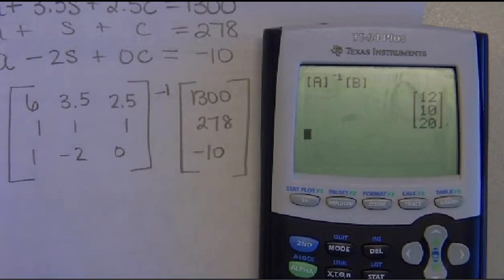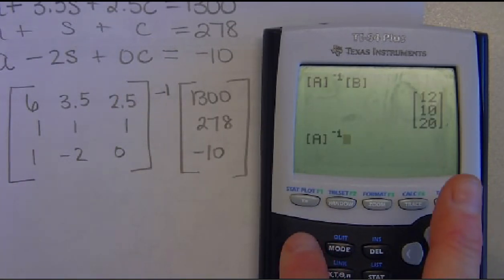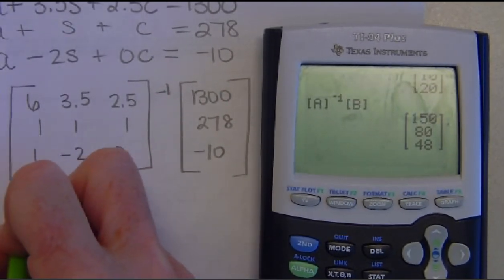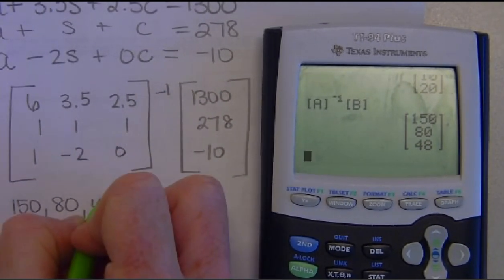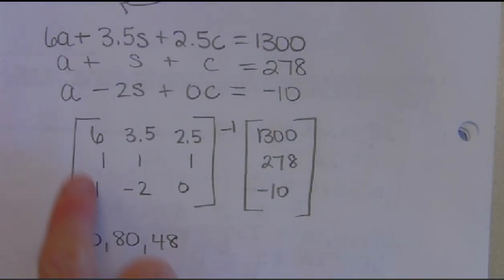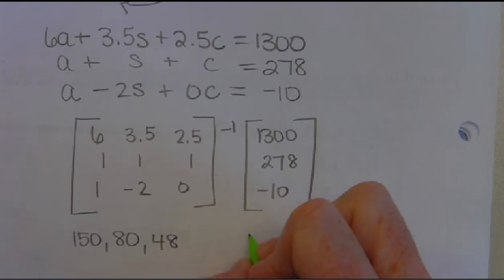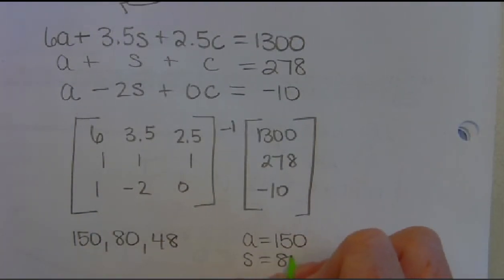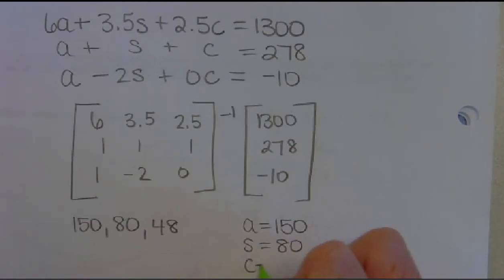And once I'm out, I then go second matrix A inverse, second matrix B, and I get my answers. 150, 80, 48. So my first line was my A, C, E, so that means there are 150 adults, 80 students, and 48 children tickets.